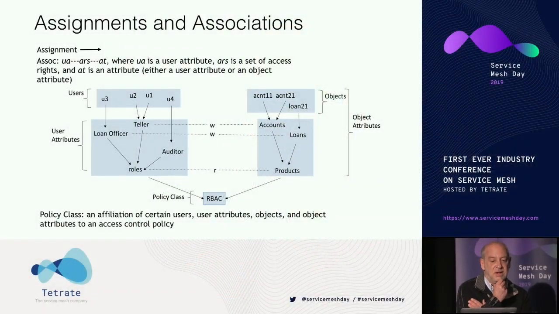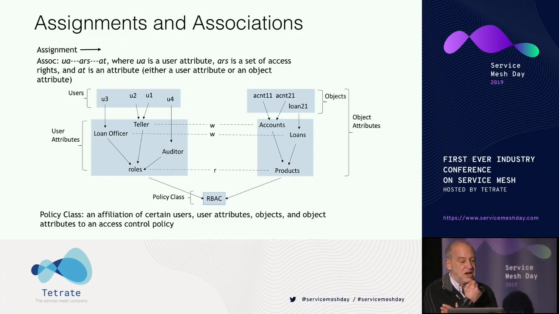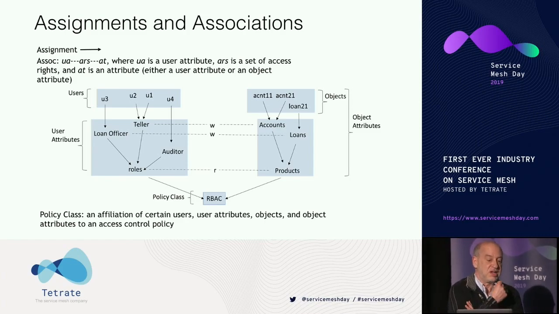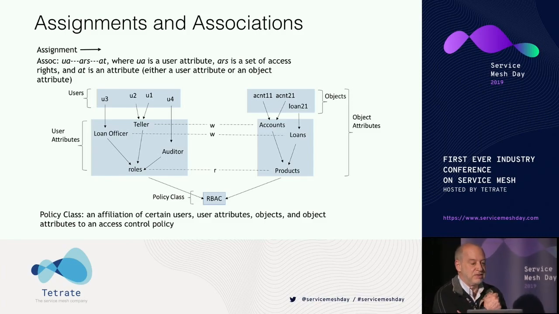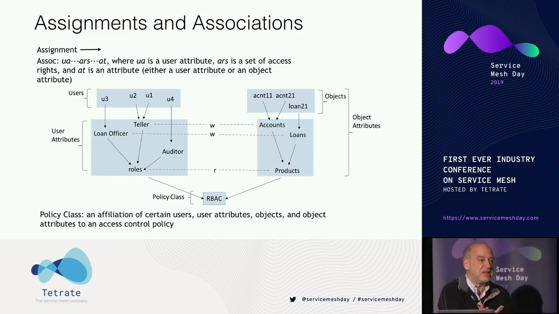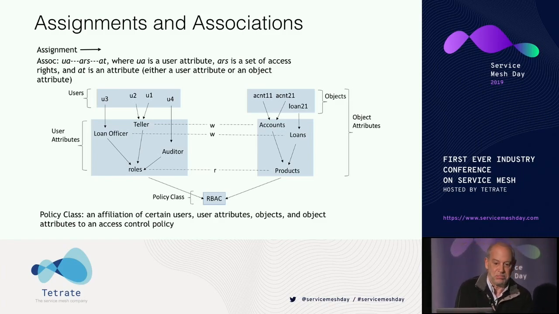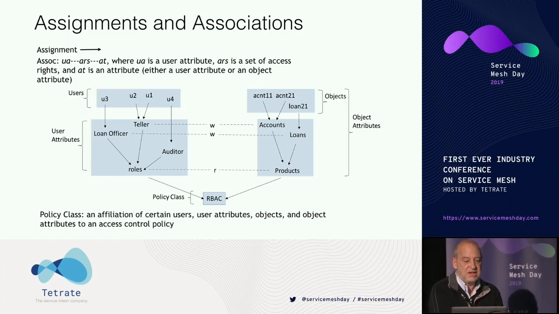So this is a depiction of assignments and associations. We're depicting assignments as an arrow, and so users can be assigned to their user attributes, and a user attribute can be any characterization of a user. It can represent a role in an organizational unit, but any characterization, whether you're a Democrat, a Republican, blue eyes, brown eyes, it doesn't make any difference.